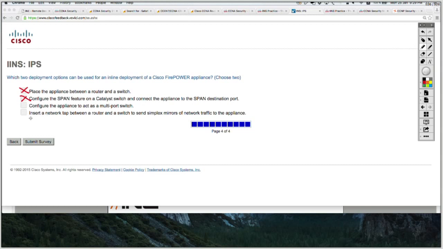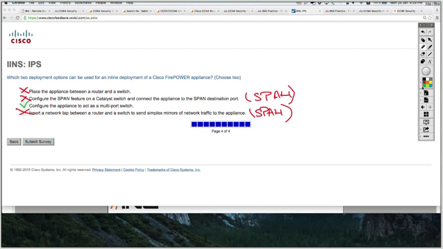So configure the appliance to act as a multi-port switch. Correct. That's inline mode with multiple interfaces. Insert a network tap between a router and a switch to send simplex mirrors of network traffic to the appliance. This is again not inline. This is promiscuous. So there we go. Insert a network tap between a router and a switch, which means again this is SPAN or mirroring, which is promiscuous mode. This is also SPAN.